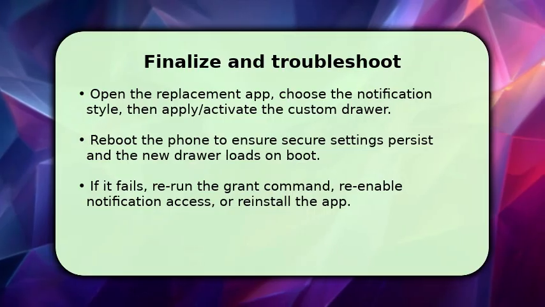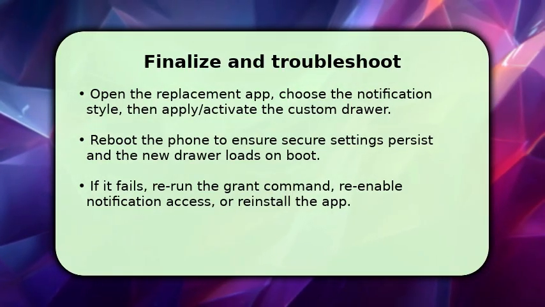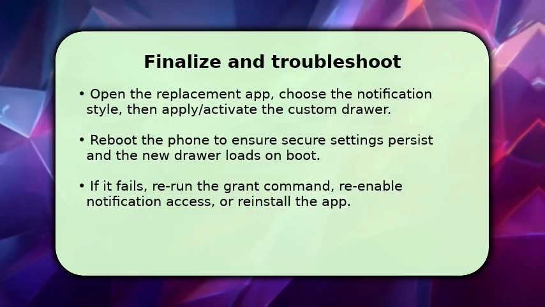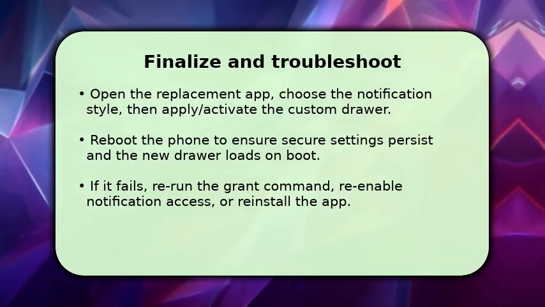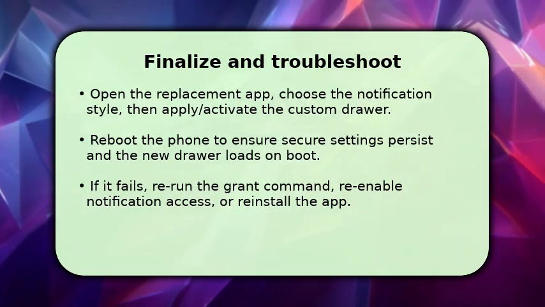Finish by opening the replacement app and applying the custom notification drawer. Select Layout, QS Tiles, and Behavior, then activate. Once applied, reboot the phone so the secure setting and overlay initialize cleanly and the system loads the new drawer.